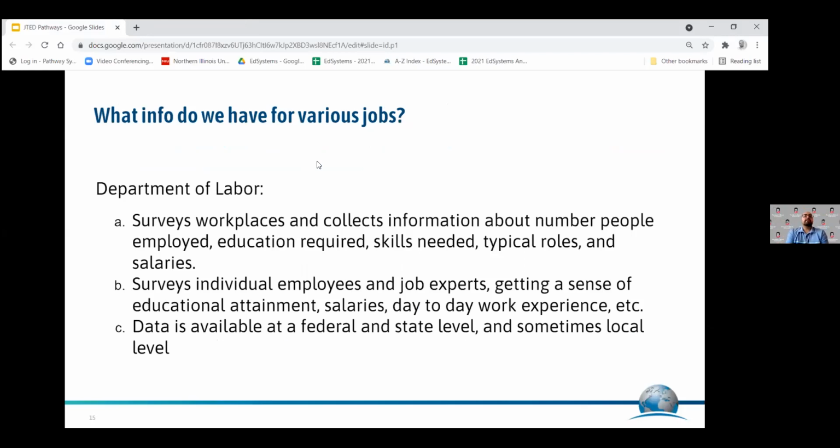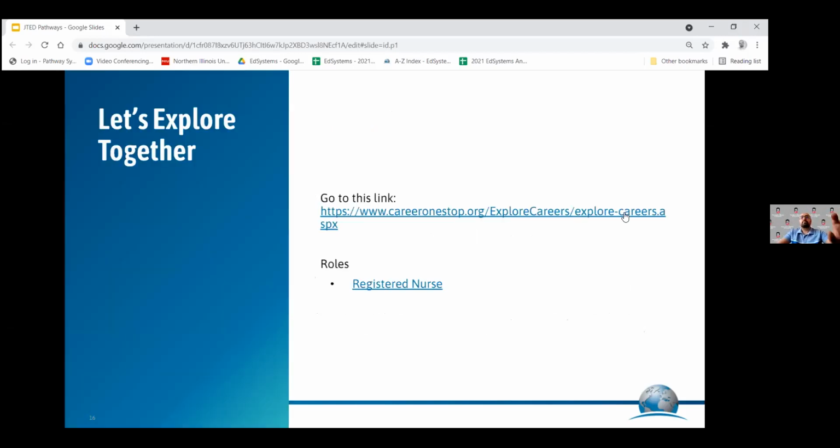Now, how do you find out this information? Now that you have the living wage, how do you find out what the earning potential or the minimum education requirements are for various occupations? A lot of that information is provided by the Department of Labor. They take surveys of workplaces and of individuals in certain professions, and then compile that data and sample it to give accurate projections of what it takes to have certain occupations. My favorite page to look at this information in a very simple way is this CareerOneStop page here on your link.